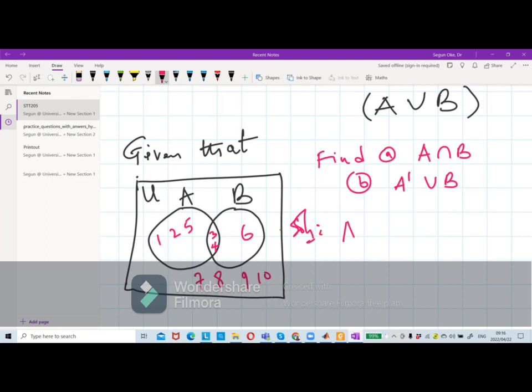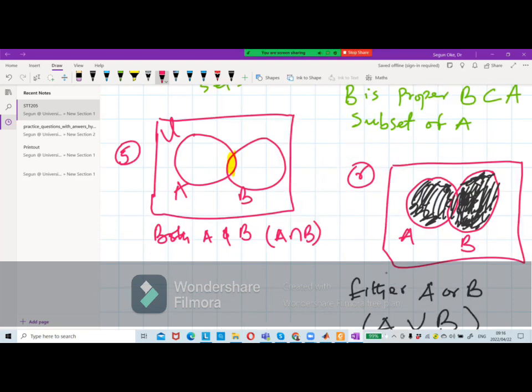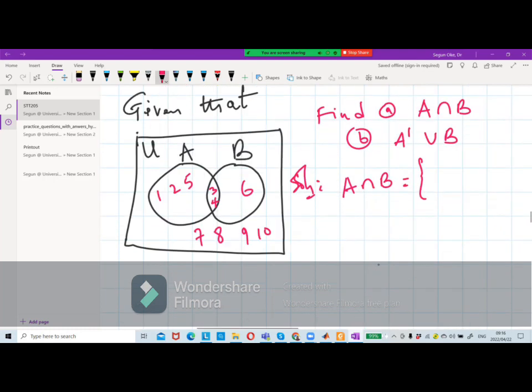A intersection B can be solved by, what is intersect? Remember where we talked about intersection the other time, what are the elements inside our intersection? So we have 3, we have 4, we have 5. Then we need A prime before we find the union.